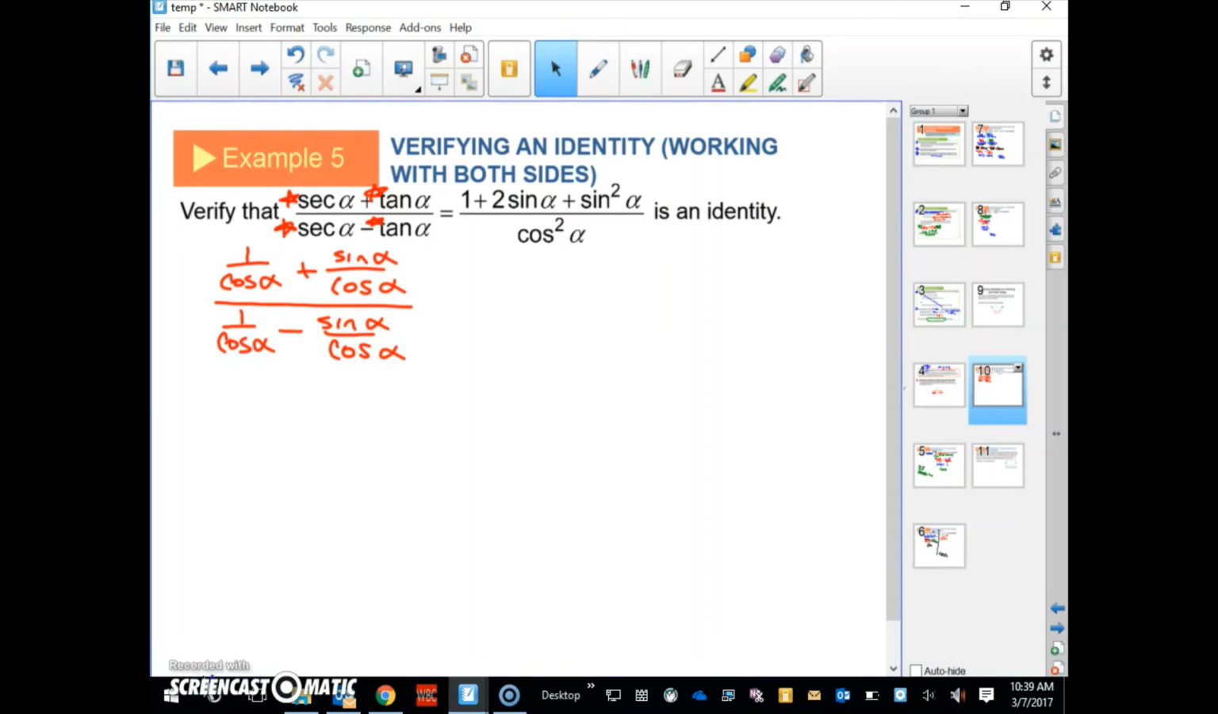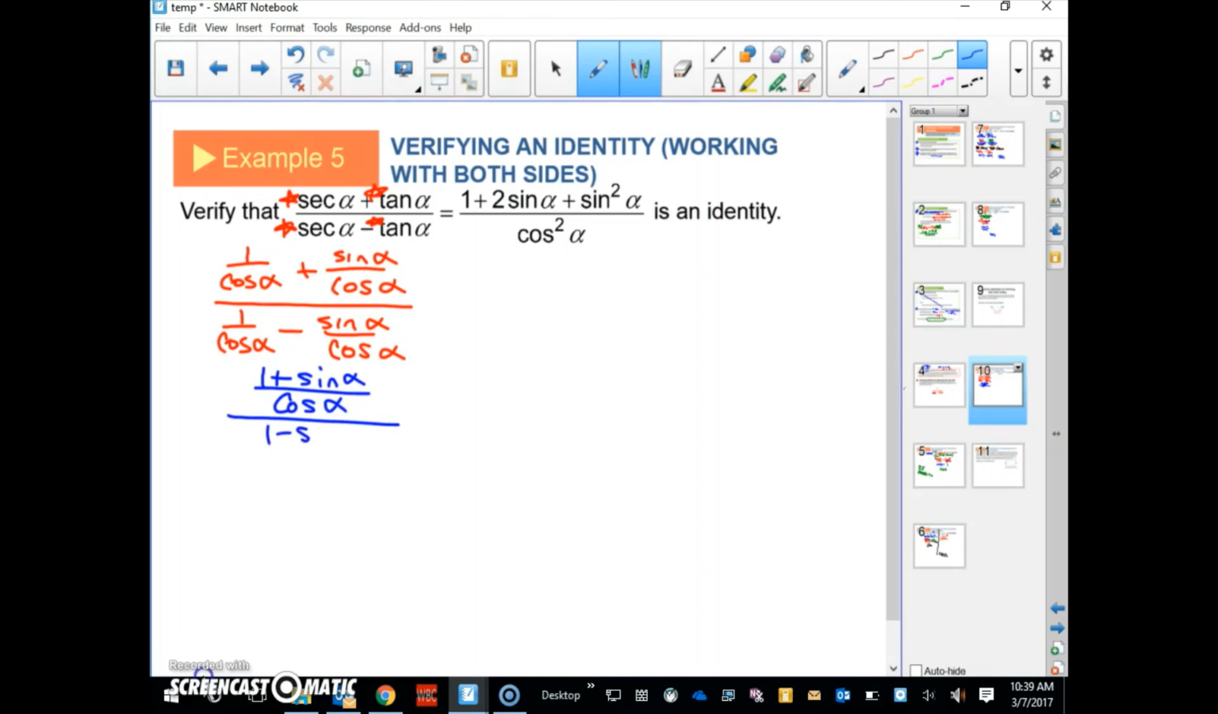Okay, but when I'm dealing with fractions, you should notice here that you've got a common denominator. Okay? You've got a common denominator of cosine alpha, and so you should be able to combine those two fractions into one expression. Up on the top, you're going to have 1 plus sine alpha over cosine alpha. On the bottom, in the same way, you combine those fractions, you get 1 minus sine alpha over cosine alpha.